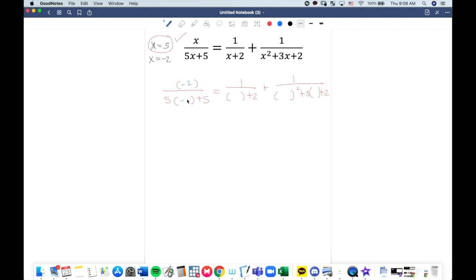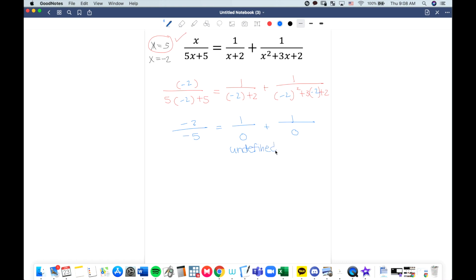Negative 2. Okay, let's see. 5 times negative 2 is negative 10. Negative 10 plus 5 is negative 5. Negative 2 plus 2 is 0. Negative 2 squared is positive 4. 3 times negative 2 is negative 6. 4 plus a negative 6 is negative 2. Negative 2 plus positive 2 is 0. The moment you have 0 in the denominator, it becomes undefined.